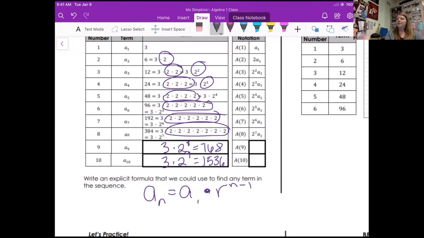So if we're talking about this problem, to find any number, we're going to use the first number, which was 3, times my common ratio, which was 2, to the exponent n-1. So they look similar, except obviously the adding and subtracting is now multiplying, and the n-1 is now an exponent.